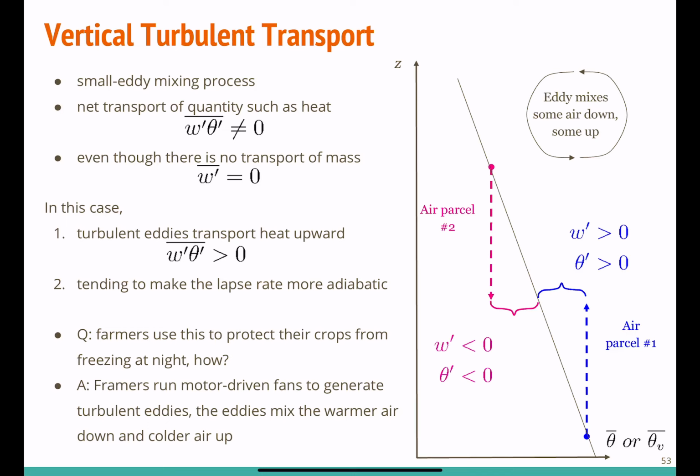Which means we have to also look at the covariance terms. In this case, the turbulent eddies transport heat upward, so the covariance term is positive, and this tends to make the lapse rate more adiabatic. So this is the lapse rate of the environment. This kind of upward heat transport is making this profile more vertical, closer to the neutral profile.